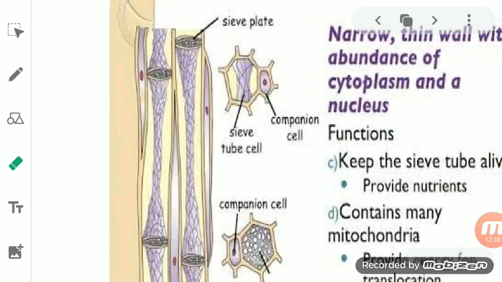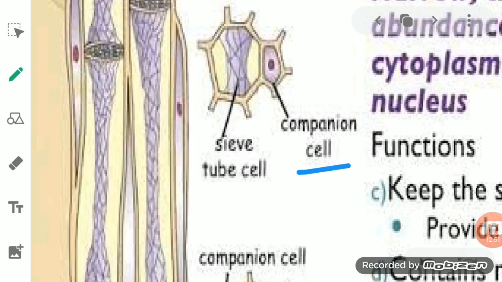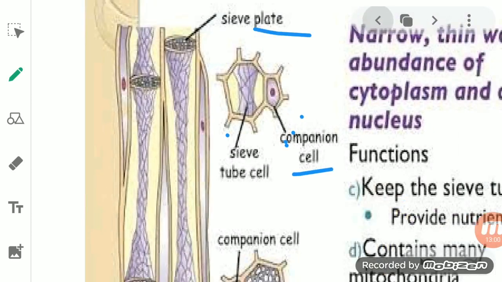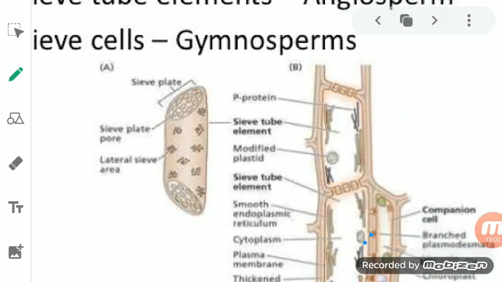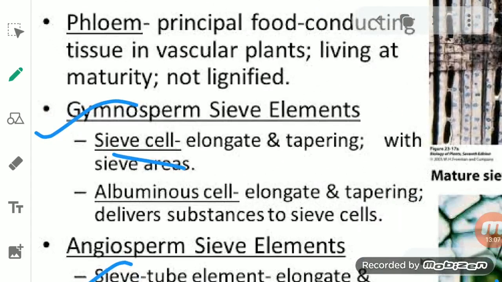in case of angiosperm, it will form two daughter cells. One is the companion cell and the other one is the sieve tube cell. So you can see here a sieve plate is there and the other companion cell is there. This is a sieve tube cell. The sieve tube cell is attached with the companion cell. While if we see in case of a gymnosperm, students, we find that gymnosperms basically consist of the sieve cells and the albuminous cell.